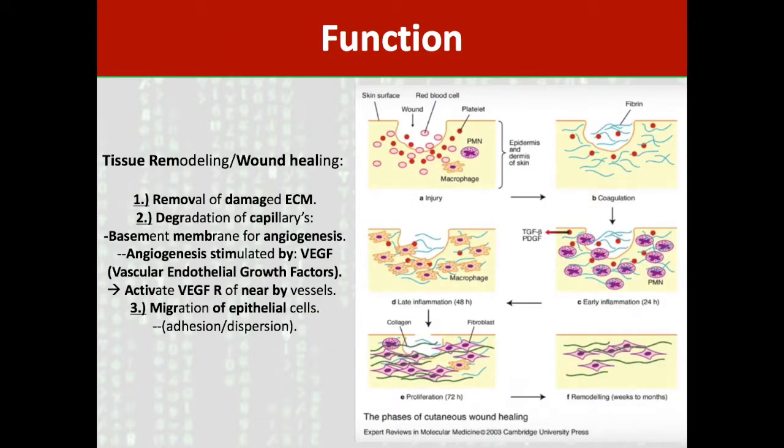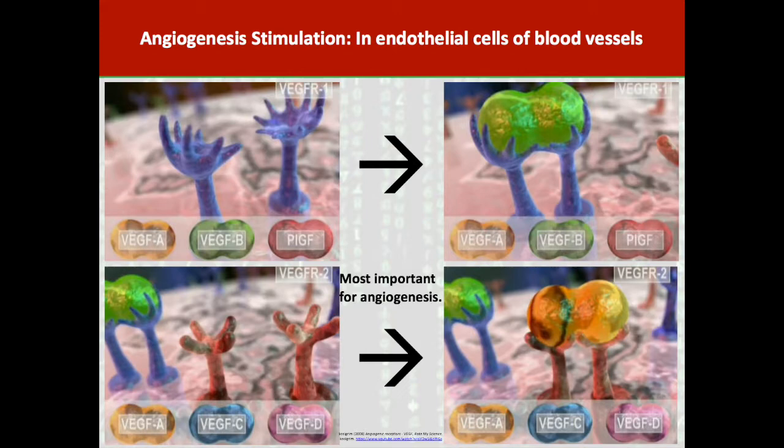MMPs function in tissue remodeling and wound healing. First, they play a role in the removal of damage in the extracellular matrix. Second, the degradation of capillaries and their basement membrane for angiogenesis. Angiogenesis is stimulated by VEGF, or vascular endothelial growth factors, which activate VEGFR receptors of nearby vessels. Third, the migration of epithelial cells, their adhesion and dispersion. Angiogenesis stimulation in endothelial cells of blood vessels.